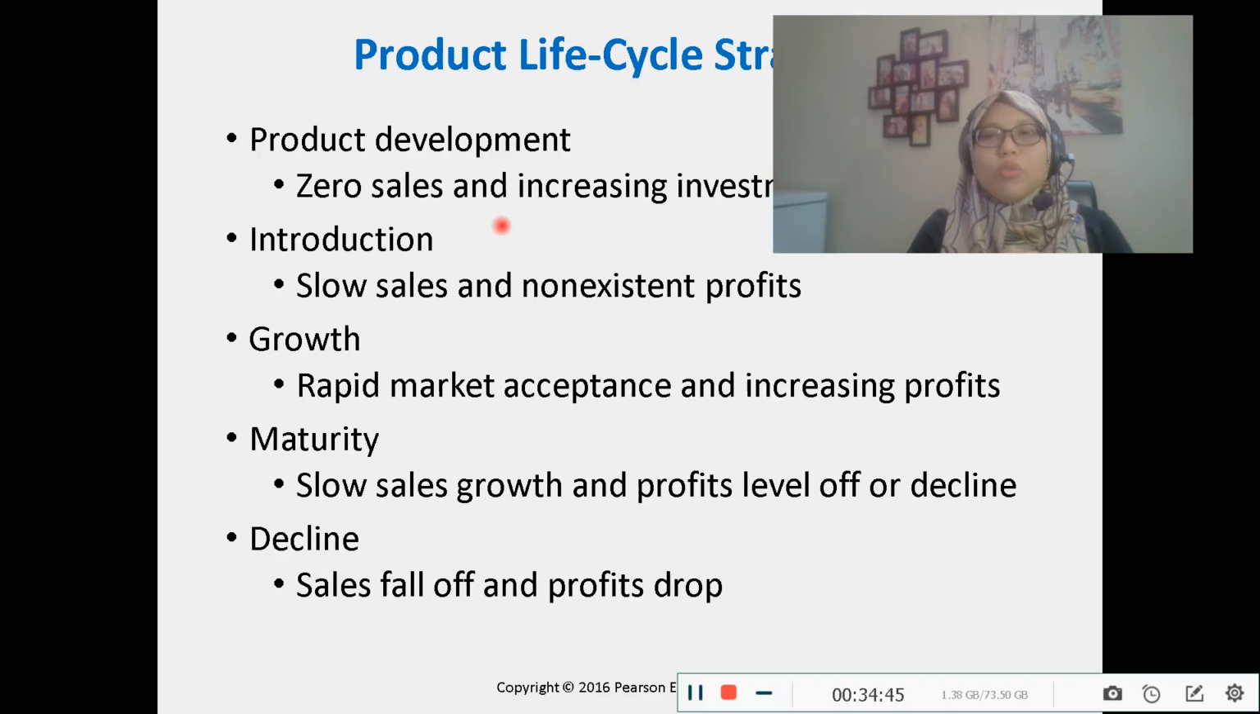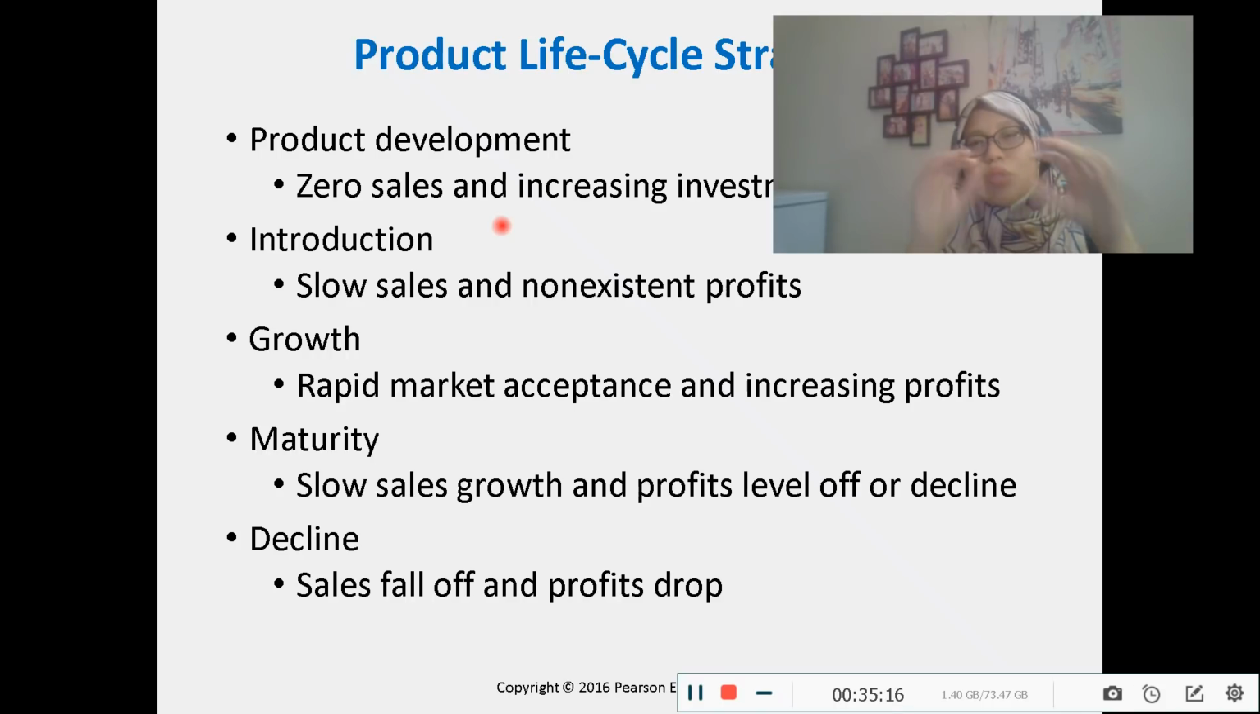So when it comes to introduction, slow sales and non-existent profit, because this is where you would like to introduce to the market that you have this product. So the sale is quite slow because people do not know the existence of your product. Okay, jadi dia ada marketing strategy yang dia kena gunakan. Yang ni yang paling penting sekali. Because I think it's easy for you to understand the nature of each cycle.